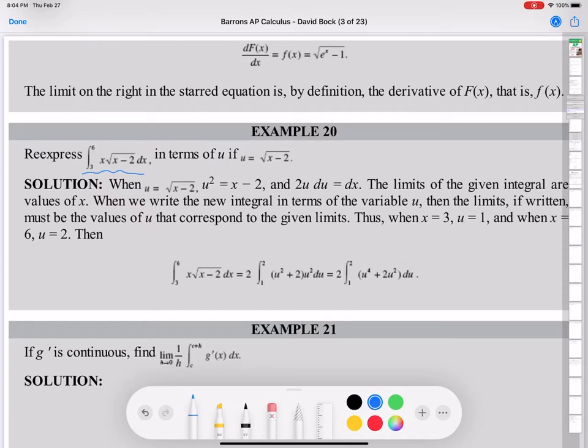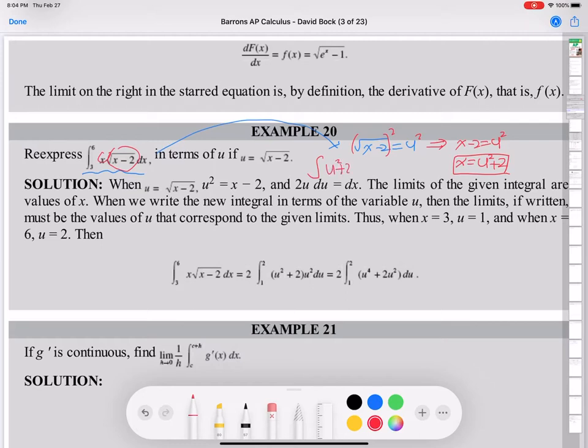At first, for the u part in this problem, I let the square root of x minus 2 equal u. Then I square both sides. That means x minus 2 equals u squared, so x equals u squared plus 2. So this is going to be changed to the integral of x times the square root of x minus 2, where x is equal to u squared plus 2.